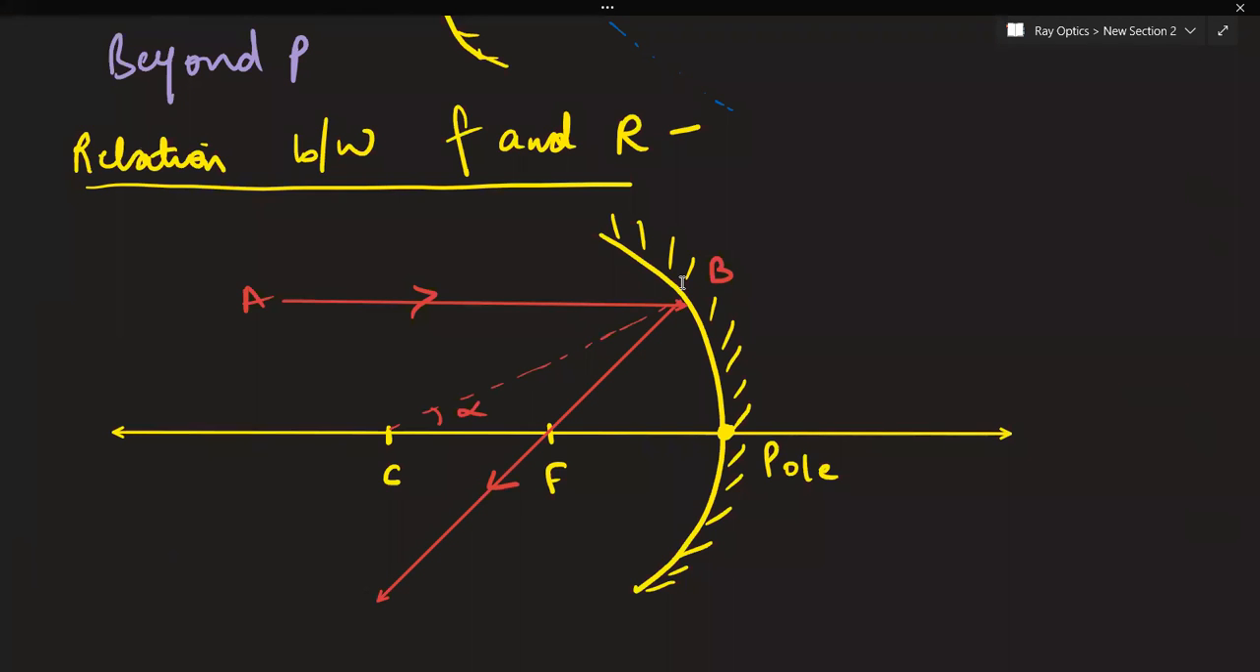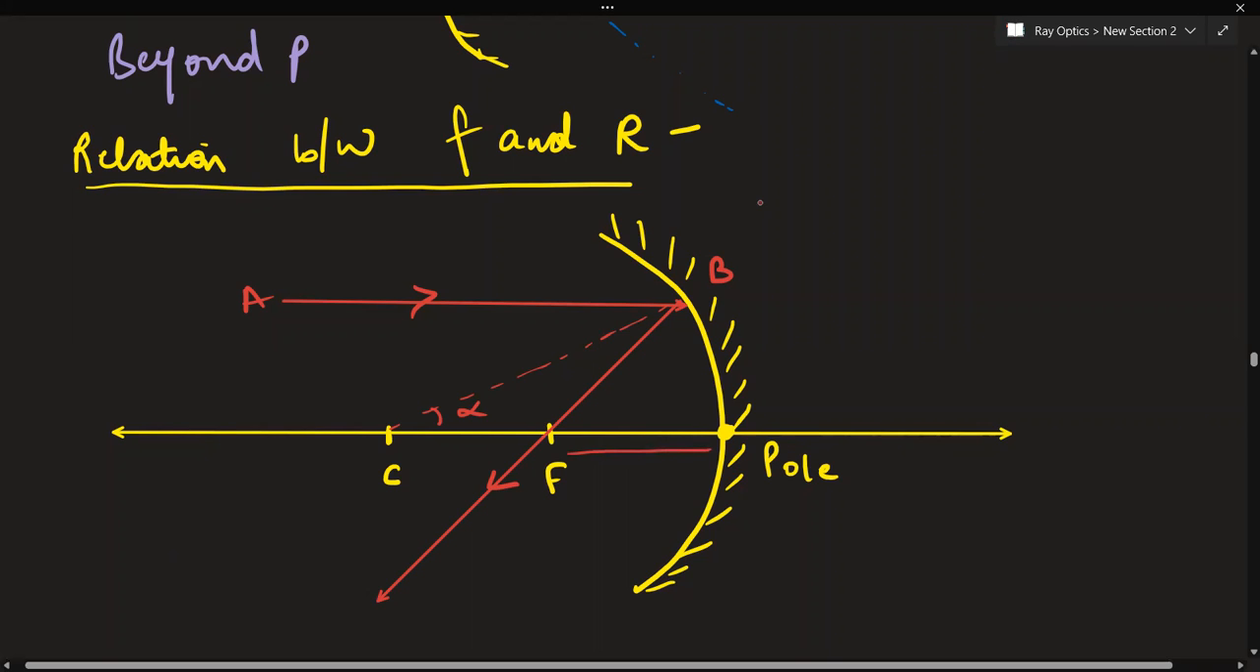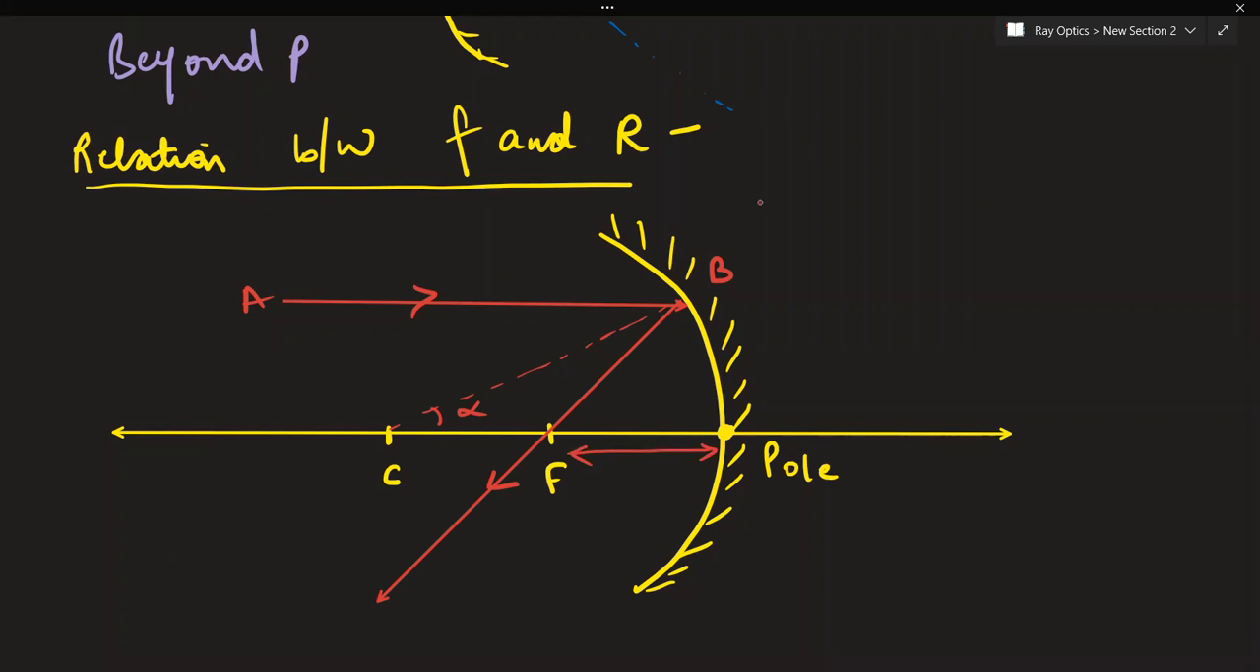This length between the focus and pole, Sneha, what is this length known as? Between the focus and the pole, this length. Yes, Neha, focus and pole. We have a name for this length. Focal length. Focal length, yes, right, Sneha.